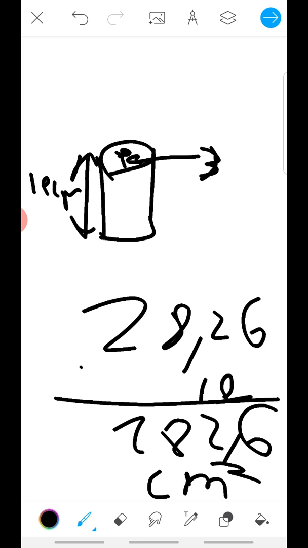Cubic centimeters. And on the last one, where I wrote the answer for area, I should have written not cubic, but squared, the one where you put a 2 over it. I forgot to put that, but you probably already know that by now.